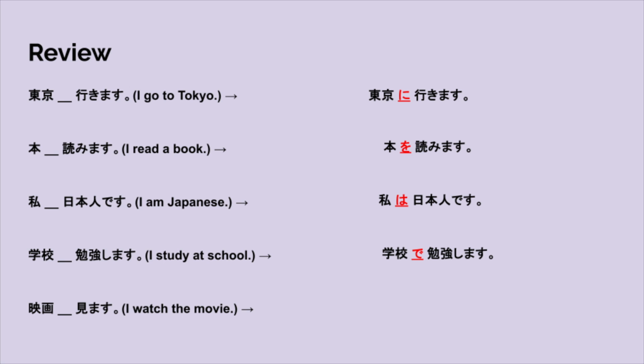I watched the movie. Eiga, blank, mimasu. You're watching an object in this case. So, eiga o mimasu. Let me know how you did. Let me know if you have any questions. I see for number 4, ni question mark, which I don't blame you. Yeah, that's why we're reviewing this, because ni versus de is a whole thing to deal with.